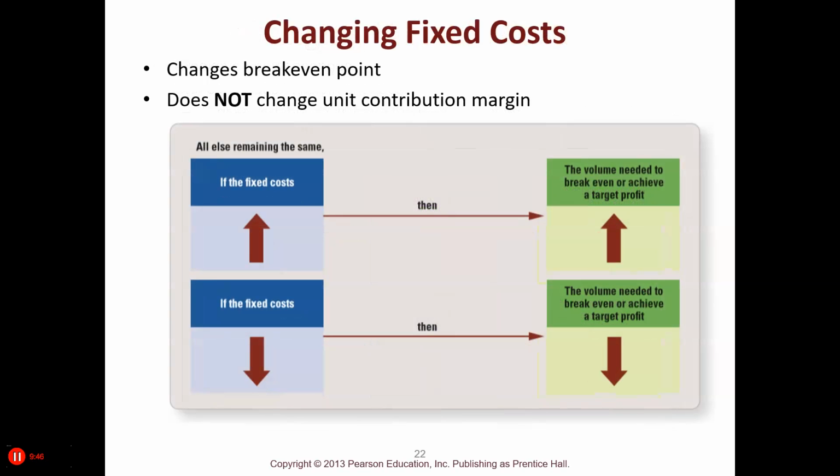Now, what about fixed costs? Changes in fixed costs change the break-even point but do not change unit contribution margin. If fixed costs go up, then the volume needed to break even or achieve a targeted profit goes up. If the fixed costs go down, then the volume needed to break even or achieve a targeted profit goes down.